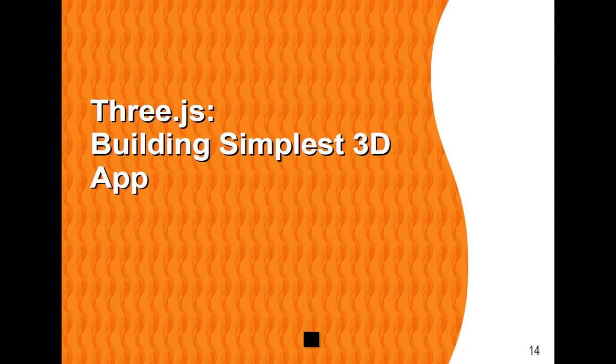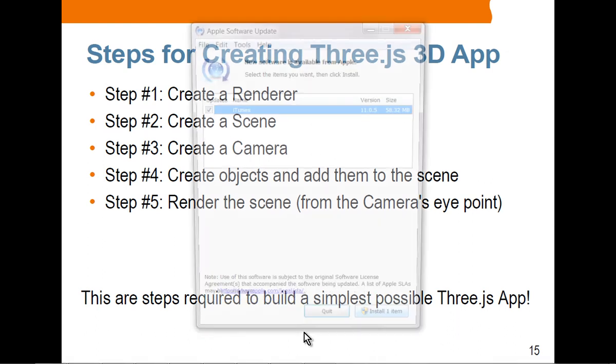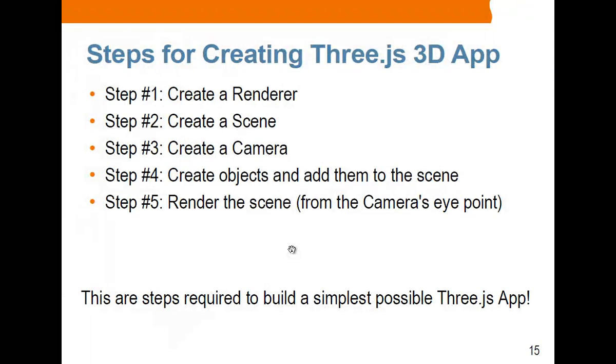We are going to build the simplest possible Three.js application. These are the steps. The first step is to create a renderer. The second step is to create a scene, the third step is to create a camera, and step 4 is to create objects and add them to the scene. Then you render the scene from the camera's point of view. We're going to take a look at each of these steps in a bit more detail. If you don't understand what I just talked about on this slide, again, don't worry about it.